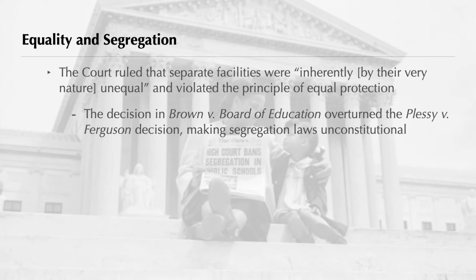The decision in Brown v. Board of Education of Topeka overturned the decision in Plessy v. Ferguson, and made all segregation laws unconstitutional. Thus, it is a significant example of how Supreme Court rulings can keep the Constitution flexible.